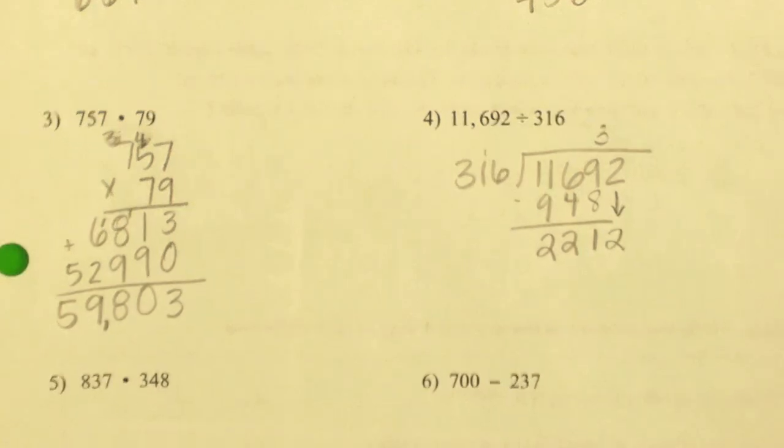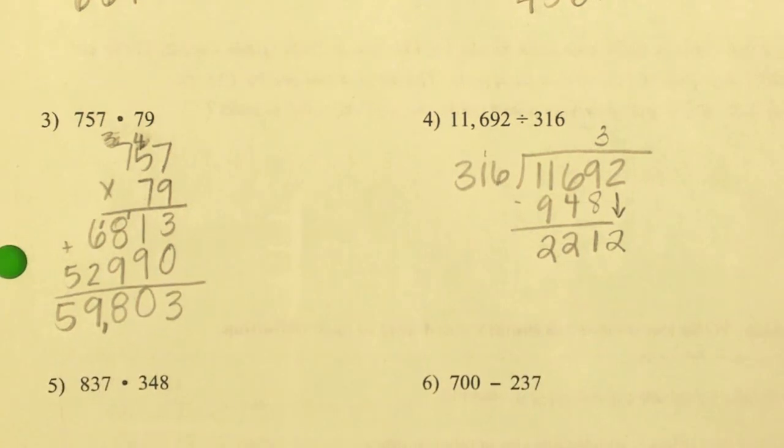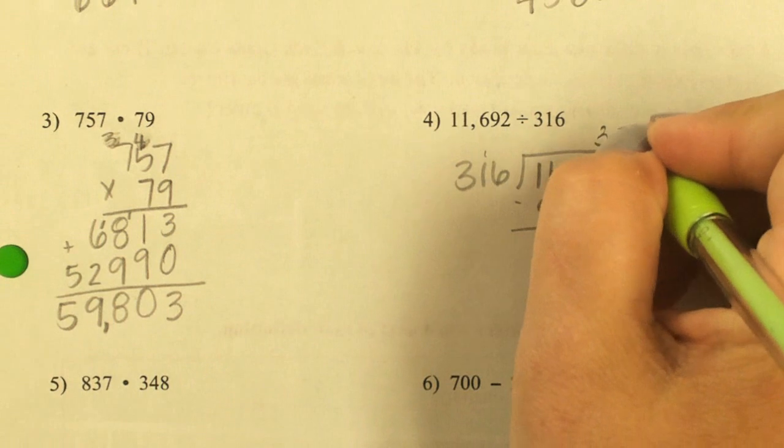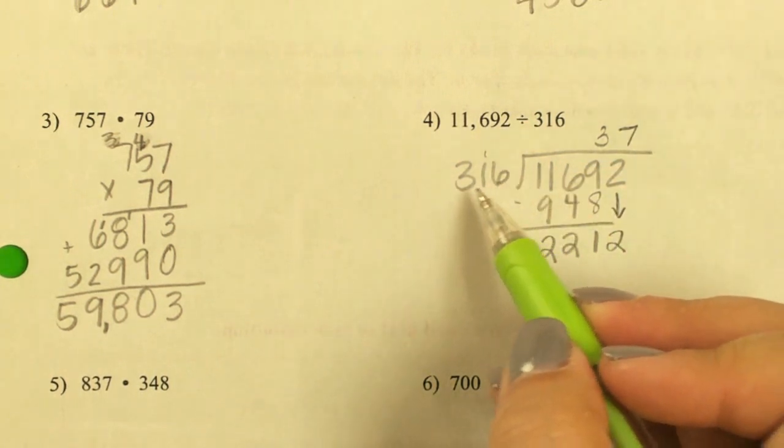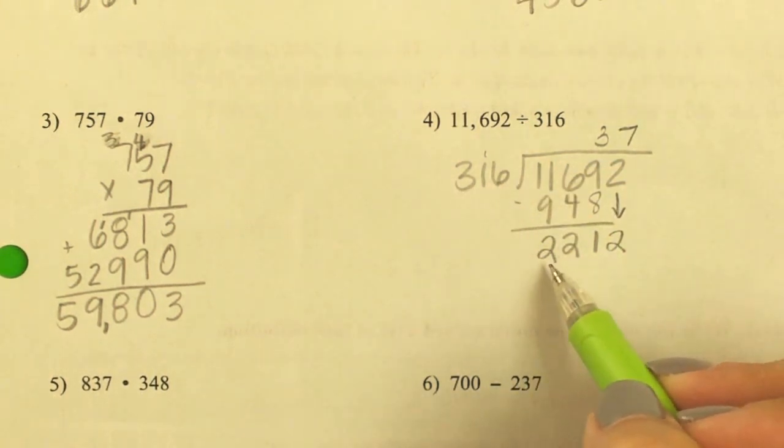So, how many times can 316 go into 2,212? And guys, here's the way I look at it. My first number is a 3. First 2 numbers here are 22.